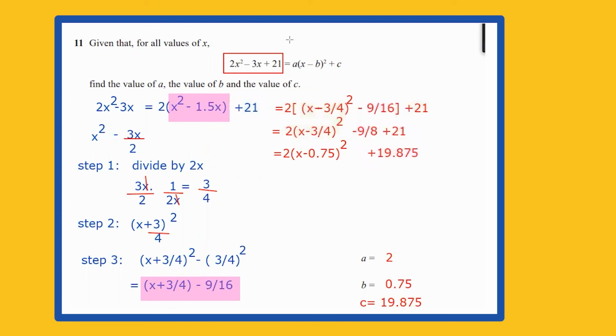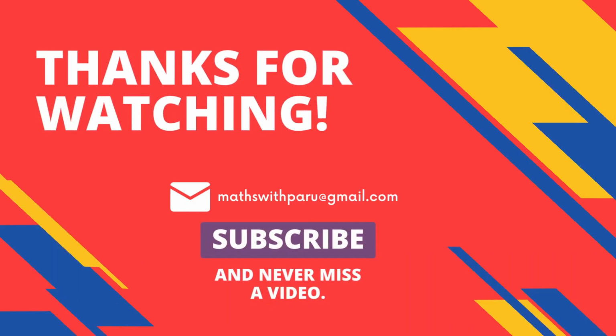So my final answer that I have is, I want to write this as a into x minus b squared. So obviously a is going to be 2 and b is going to be 0.75. And also I have another c here. This plus c is going to be this value of 19.875. So that's it for this question.